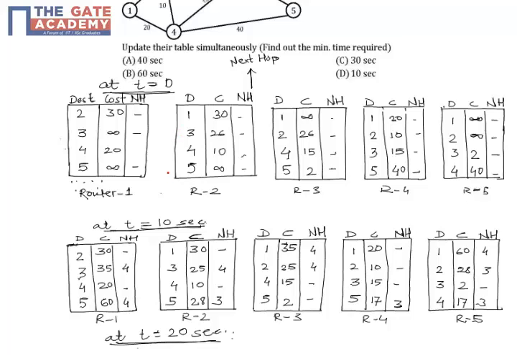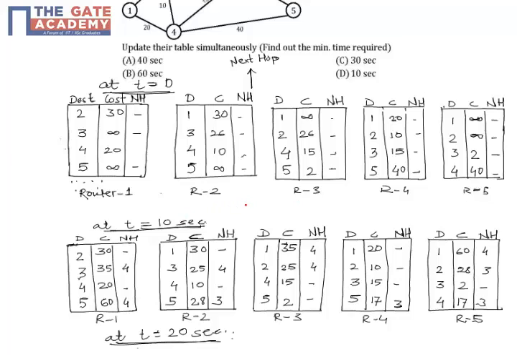In the distance vector routing protocol, each router shares its information about the network with its neighbors. For example, router 1 would receive distance vectors from routers 2 and 4 since they are the direct neighbors of router 1. Similarly for all other routers. So at time t equal to 10 seconds, router 1 would receive these two tables from routers 2 and 4.